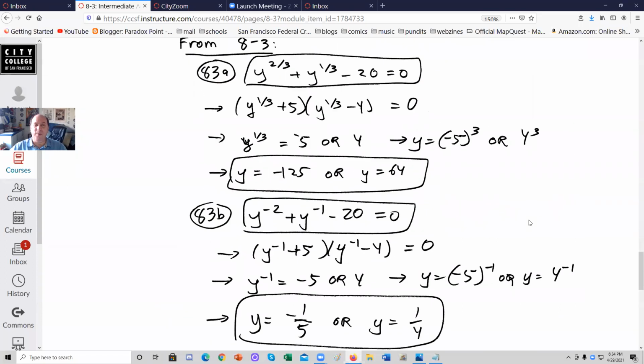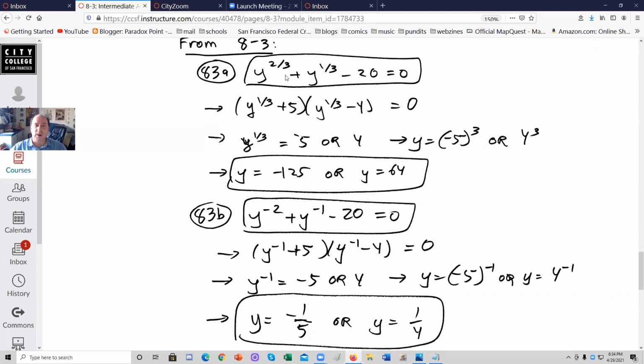All right, so some examples. One example of what they call look-alike problems: y to the 2/3 plus y to the 1/3 minus 20 equals 0. Now this is the square of y to the third, and this is y to the third. You treat it as a factoring problem. This factors into y to the third plus 5 times y to the third minus 4, because 5y to the third minus 4y to the third is y to the third.